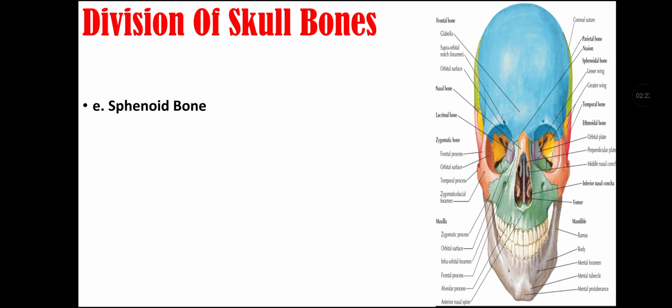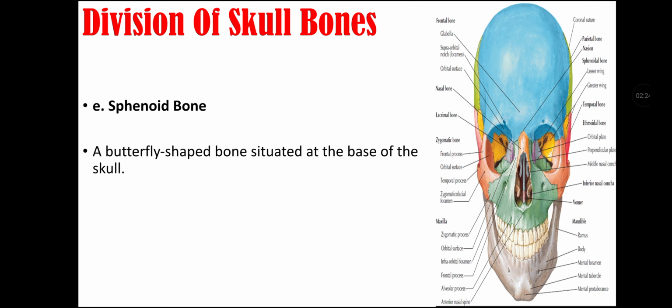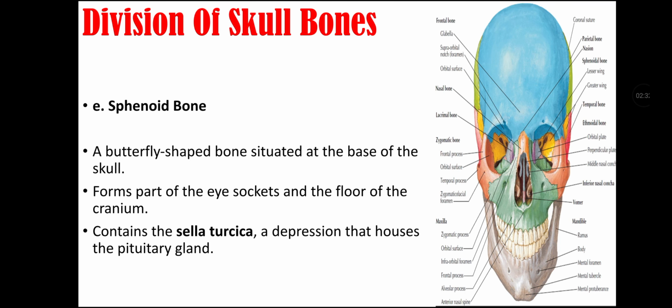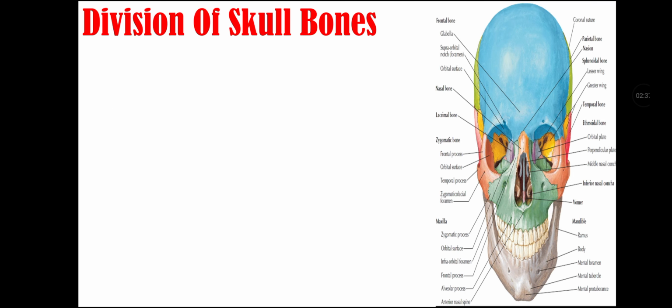Next cranial bone is sphenoid bone. It is a butterfly-shaped bone situated at the base of the skull. It forms part of eye socket and floor of cranium. It contains the sella turcica, that is a depression that houses the pituitary gland.